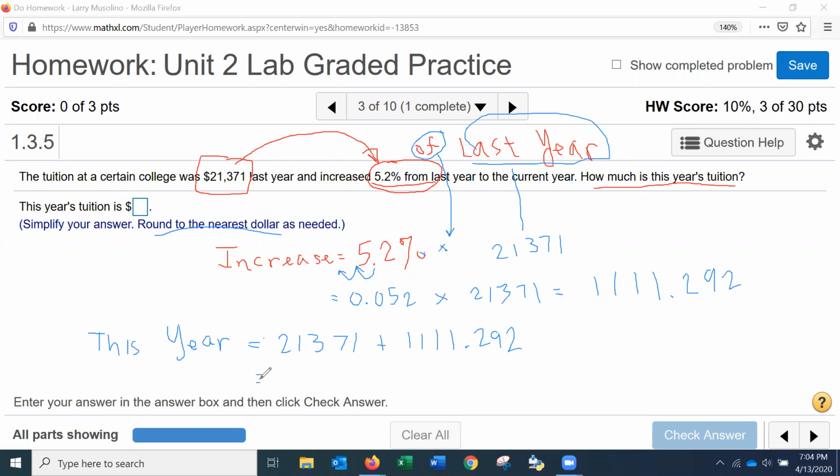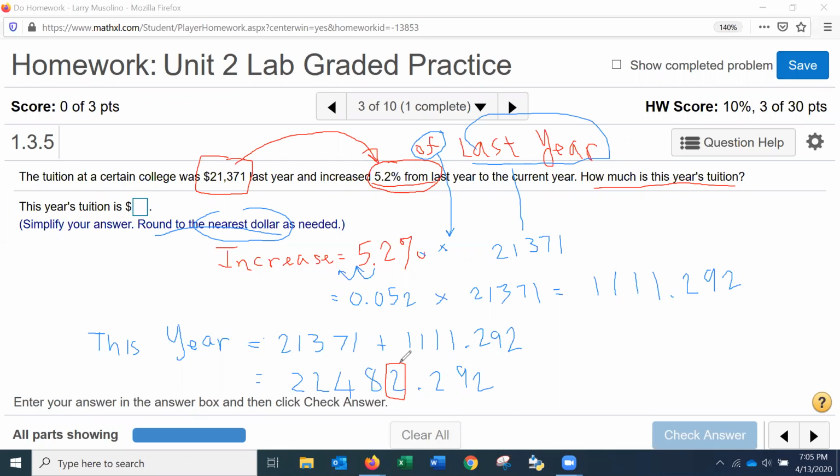So now I'm going to add these numbers together. Could do this on my calculator. And so I'm getting $22,482.292. Now let me do the final rounding. It says round to the nearest dollar. Well, I'm going to circle this 2 here because that's what they want me to round to. That's the ones position, basically.